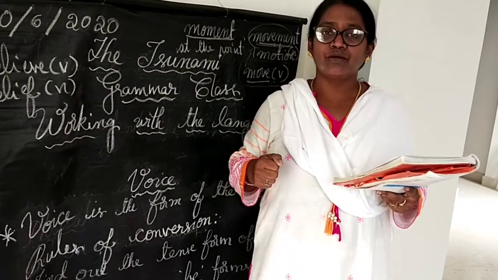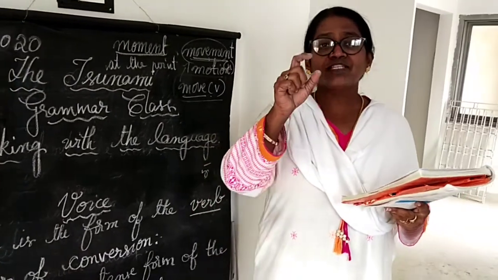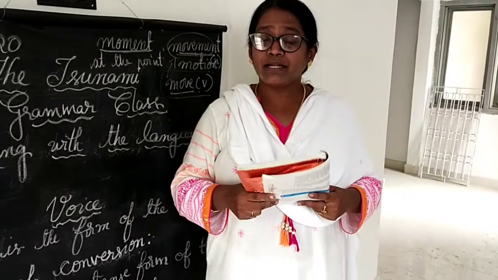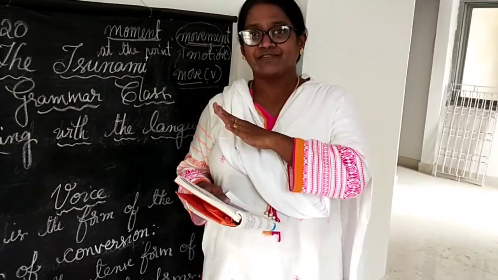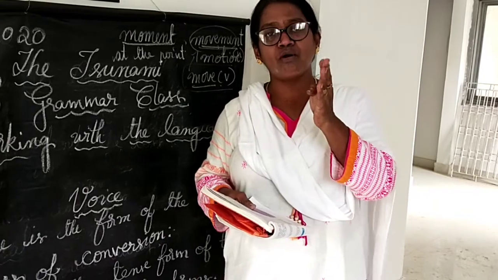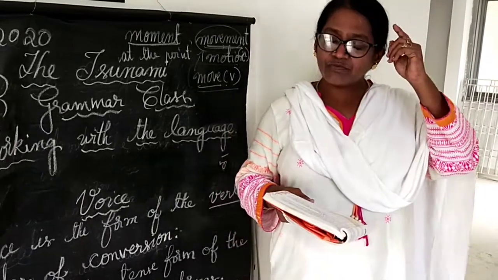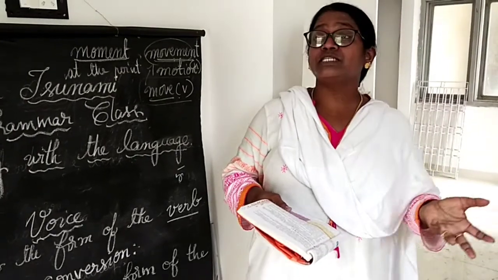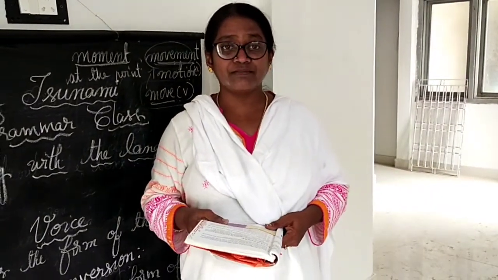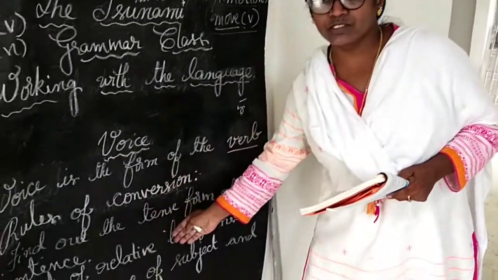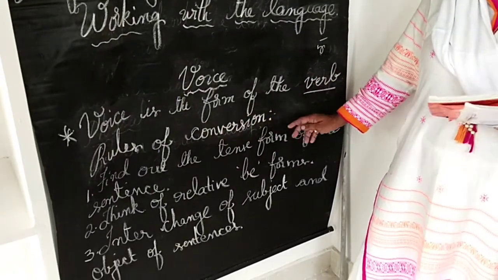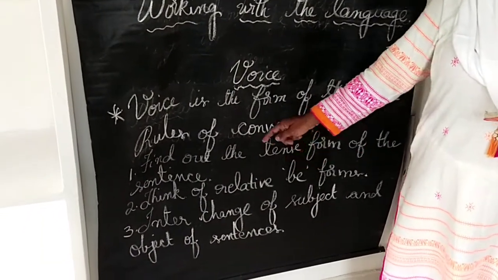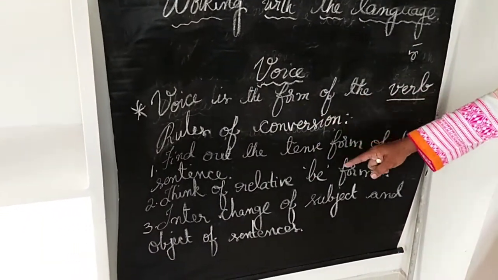Irrespective of the tense used, we have to use the third form of the verb. Once again, I would like to bring it to your notice: you can use any kind of tense, but when it comes to passive, you have to use the third form of the verb. Please bear it in mind, and when you are converting sentences from active to passive, you have to follow certain rules of conversion. How many rules are there? There are 3 to 4 to 5 rules, but I have written just 3 rules.